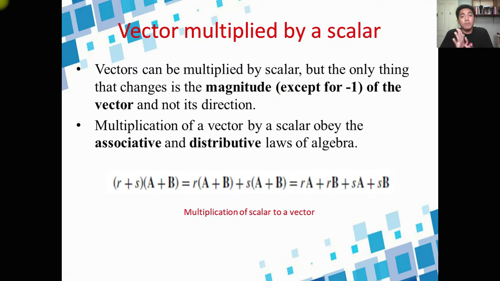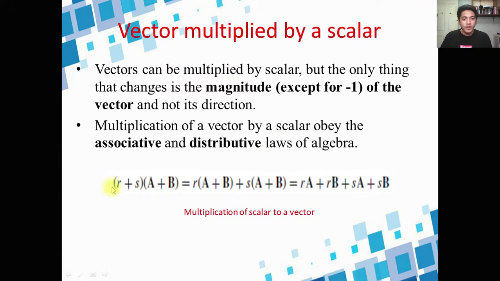Of course, if we multiply a scalar multiple of any number to a vector, it always changes the magnitude, meaning the length of the vector. And if we multiply by -1, of course, it changes its direction. As well as if we multiply by any negative number, it changes its direction and, of course, its magnitude. So, multiplication of a vector by a scalar obeys the associative and distributive laws of algebra.